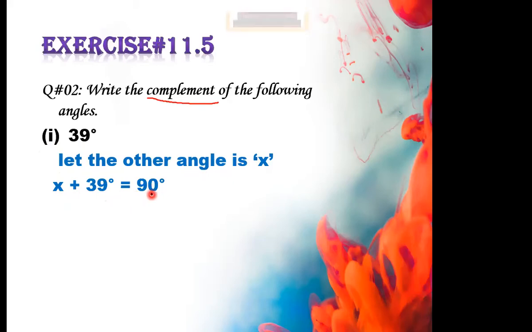Why are we taking 90 degrees here? Because we are going to find the complement of this angle. Understand? So what we will write: as you all know, the sum of two angles is equal to 90 degrees. So that's why the sum of two angles is 90 degrees, so it will be a complementary angle.